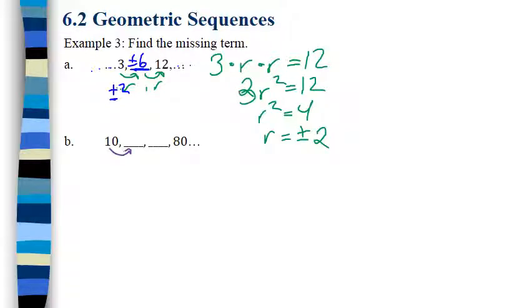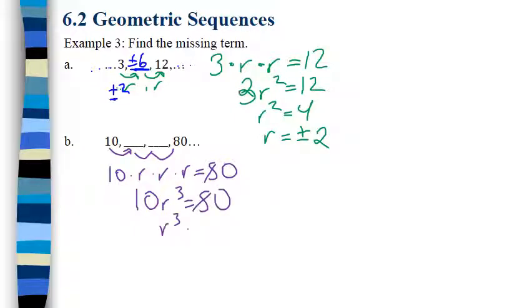So 10 times r times r times r equals 80. So that is 10 times r cubed equals 80. Which means r cubed has to equal 8 if we divide both sides by 10. And now if we take the cube root, r equals 2, and we know that cubes maintain their sign, so the cube root has only one root, it's 2.